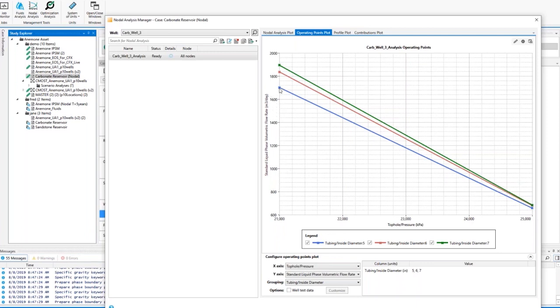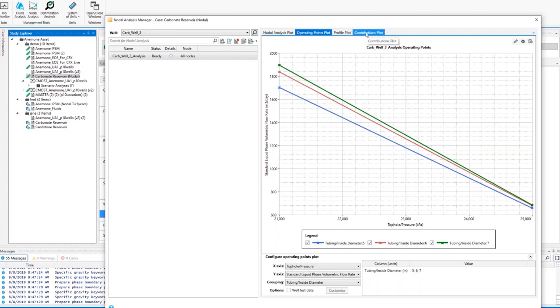But if you just pick one top hole pressure, for example, 21,000, you can see that the production can increase from about 1700 to maybe 1850 using a 6 inch tubing instead of 5 inch tubing. But going from 6 inch to 7 inch doesn't give you that much of an increment, and 7 inch can be much more expensive than 6 inch. So we decided that we will go with a 6 inch tubing for our base design.